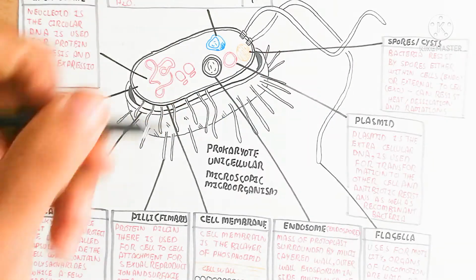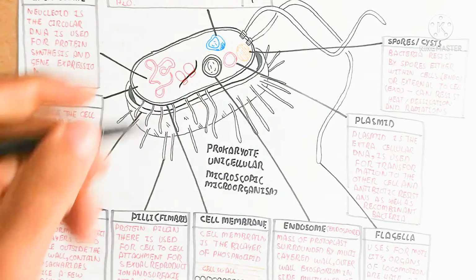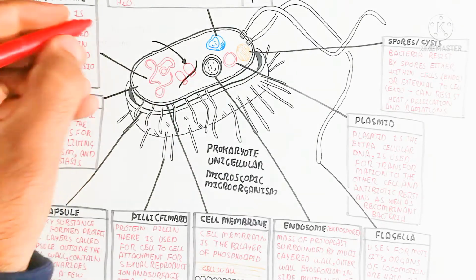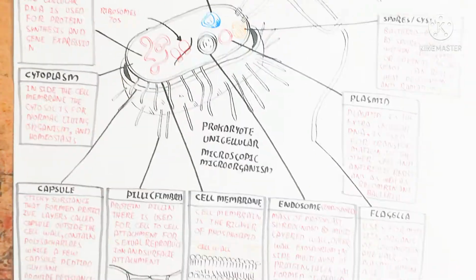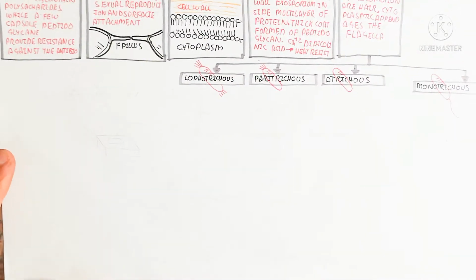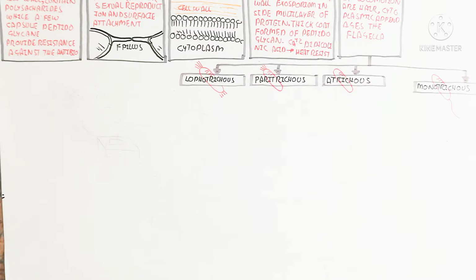So here is a ribosome. The ribosome is in the form of a smaller subunit and a larger subunit to become a 70S. And the ribosome is used for the synthesis of protein from the messenger RNA.